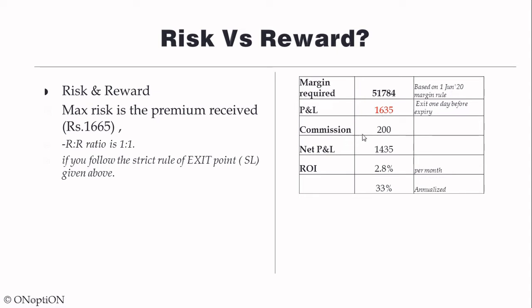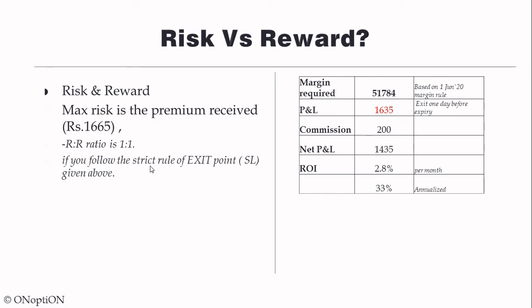I assumed a commission of 200 rupees, so you will be making a net profit and loss of 1435, which turns out to be a 2.8% return per month. If you annualize it, it will turn out to be a 33%, which is really a good return with very low risk of 1665 rupees if you strictly follow the rule.